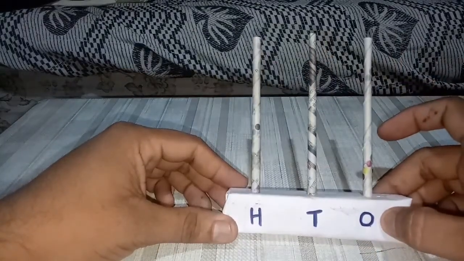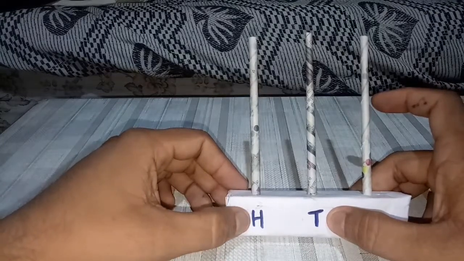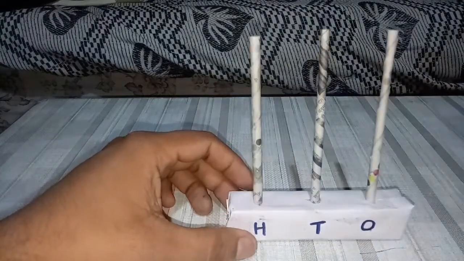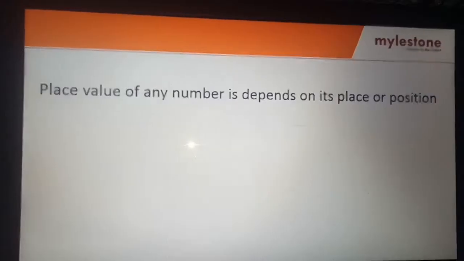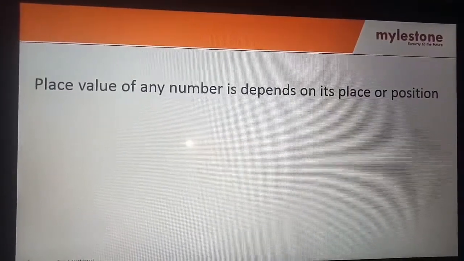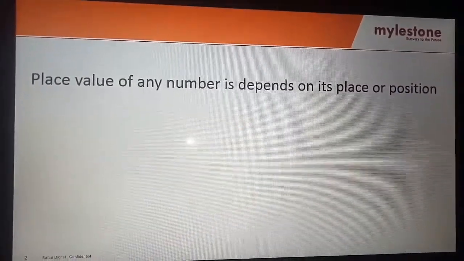So O stands for ones, T stands for tens and H stands for hundreds. So students, tell me, what is place value? Place value of any number depends on its place or position.